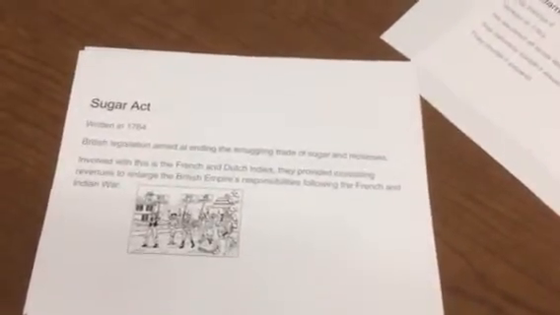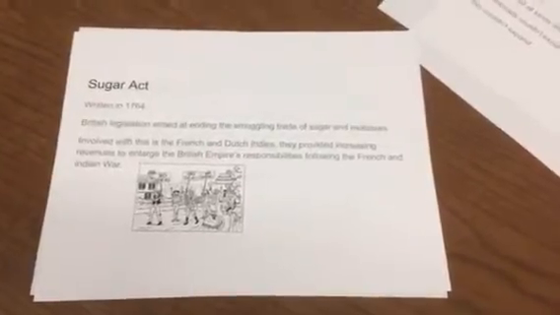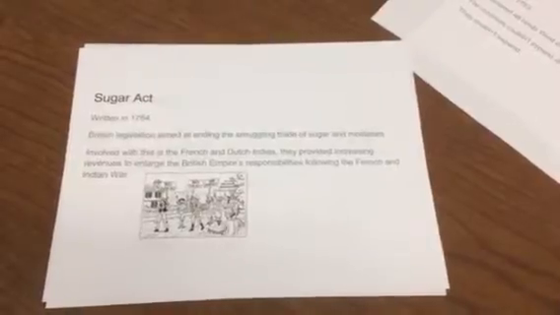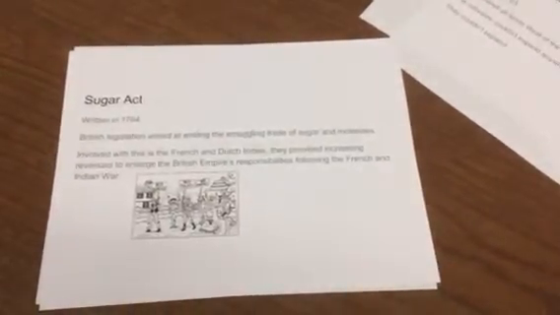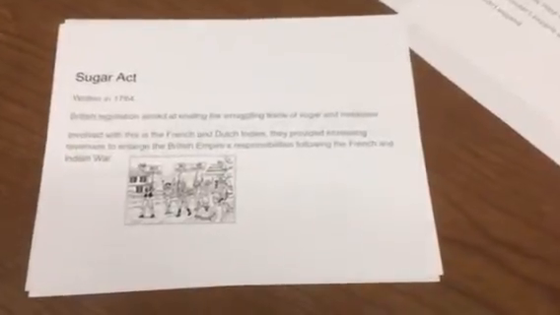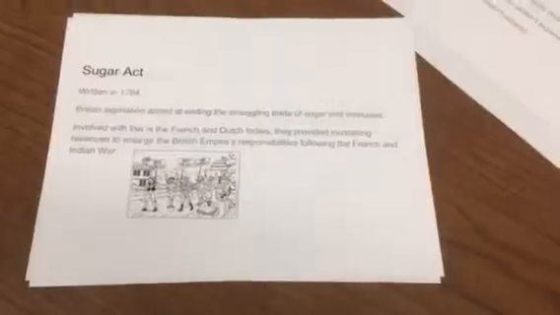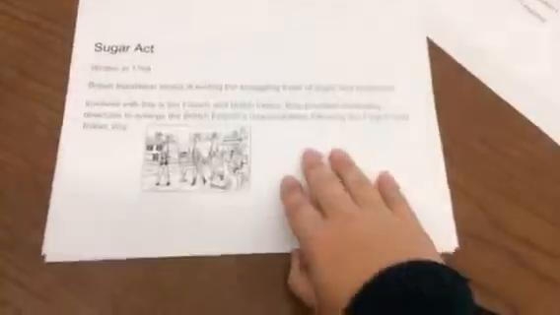Sugar Act. Written in 1764. British legislation aimed at ending the smuggling trade of sugar and molasses. Involved with this, the French and Dutch colonies provided increasing revenues to enlarge the British Empire's responsibilities following the French and Indian War.